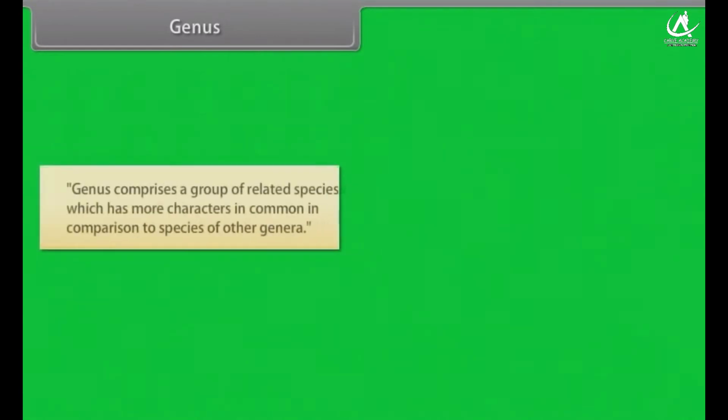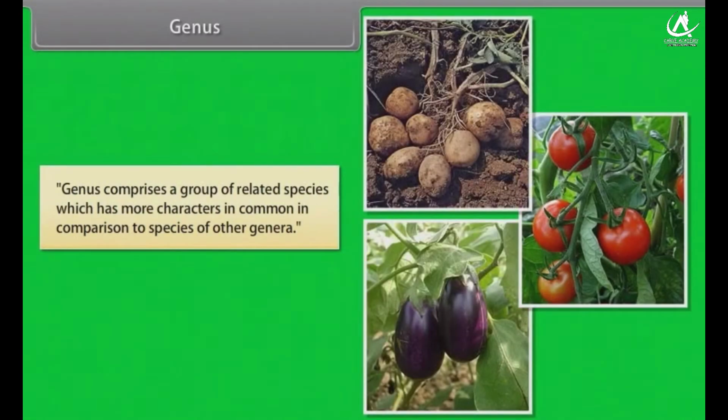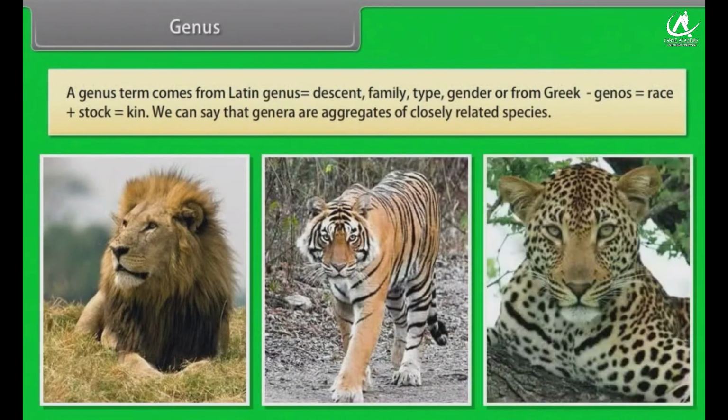Genus. Genus comprises a group of related species which has more characters in common in comparison to species of other genera. The term genus comes from Latin genus, meaning descent, family, type, gender, or from Greek genos, meaning race, plus stock, which is kin. We can say that genera are aggregates of closely related species.